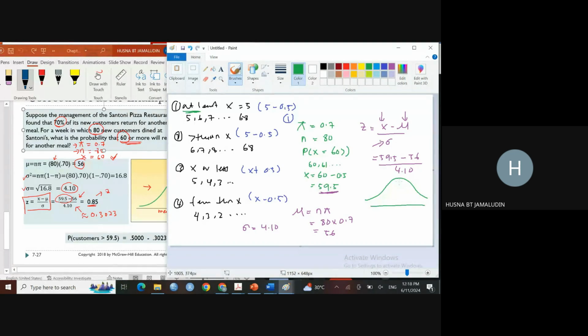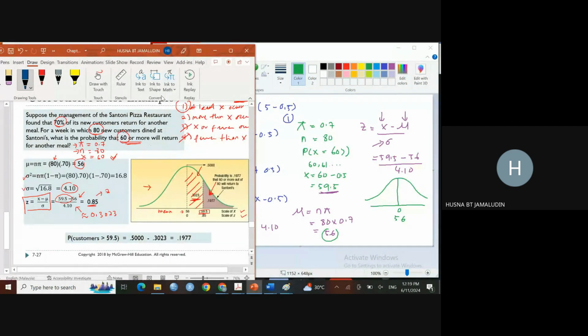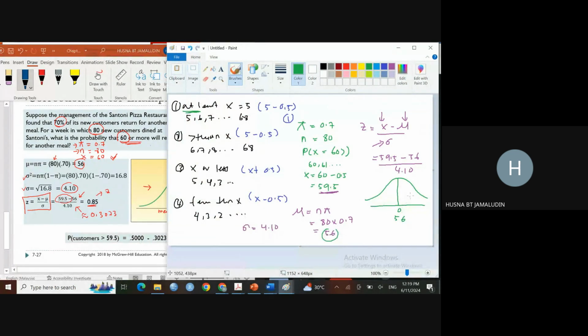So this is my diagram. Okay, so what is the middle? Your mu value, right? So your mu is 56. The question asks about 60 or more. Remember your 60 now becomes 59.5. So 59.5 or more. So where is it? Okay, so you want to find 59.5 or more. So this area.